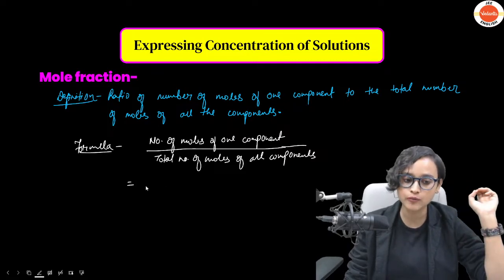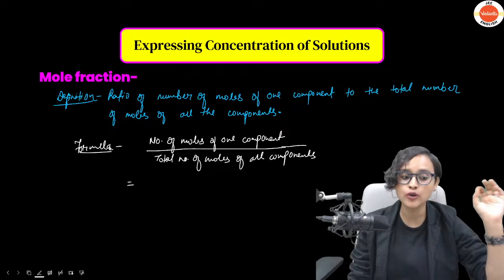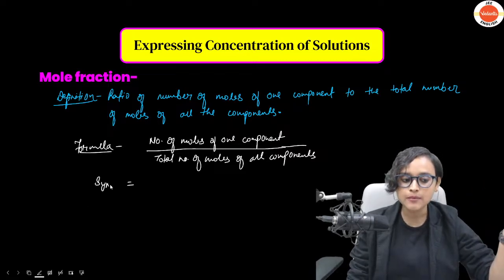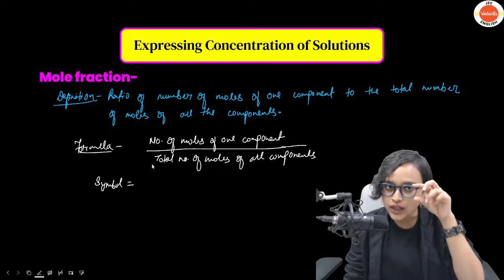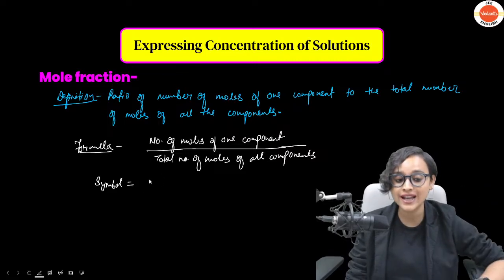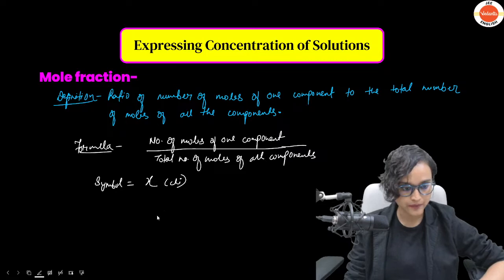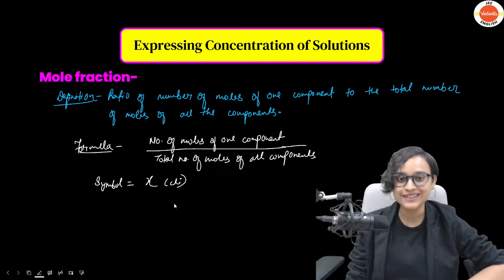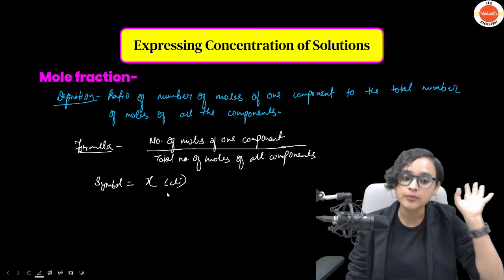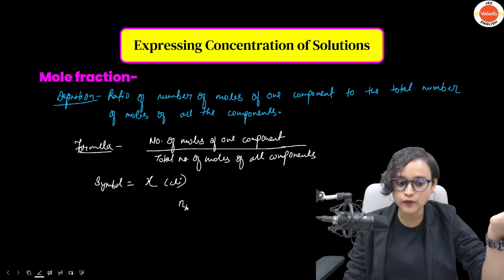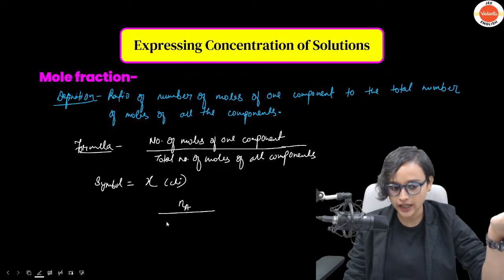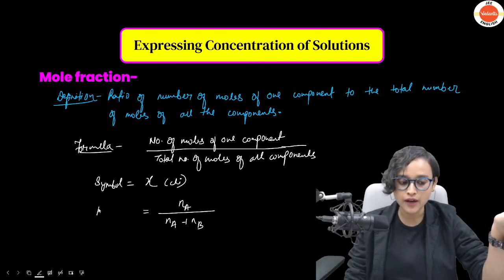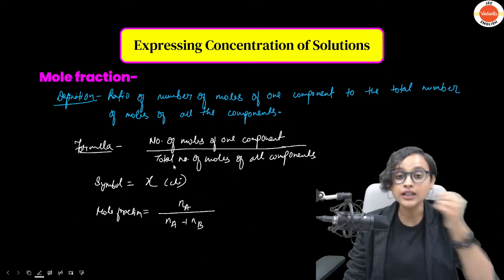So how do you write number of moles, and how do you symbolize mole? The symbol of mole is like a small letter X, but it is pronounced as chi. Now how do you write the formula? For example, let's say that there are two components, A and B. The formula will be N of A, that is number of moles of A, divided by number of moles of A plus number of moles of B. This is going to be my formula for mole fraction during the numericals.